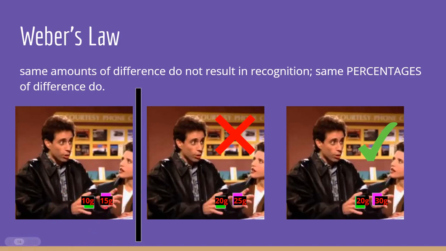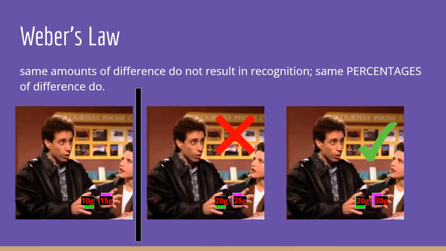So 15 is 50% more than 10. In other words, if you multiply 10 by 1.5, you get 15. If you multiply 20 times 1.5, you get 30. 1.5 as a percent is 150%, so it's really a 50% increase. I hope that makes sense. 10 to 15 and 20 to 30 are the same increase, which is 50%.